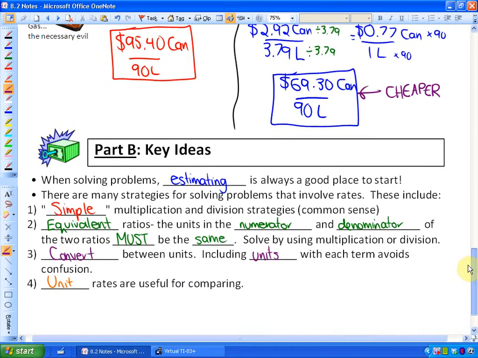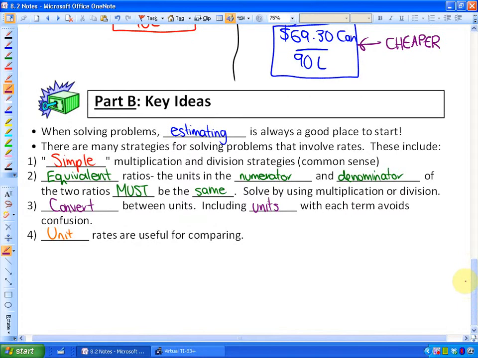So finally, the key ideas from this section is basically just giving you some tips and hints. When solving problems, estimating is always a good place to start. So you want to estimate so you know if your answer is reasonable. And there are many strategies for solving problems that involve rates, and I've included 4 of them. One method is to use what I'm calling simple multiplication and division strategies or common sense.